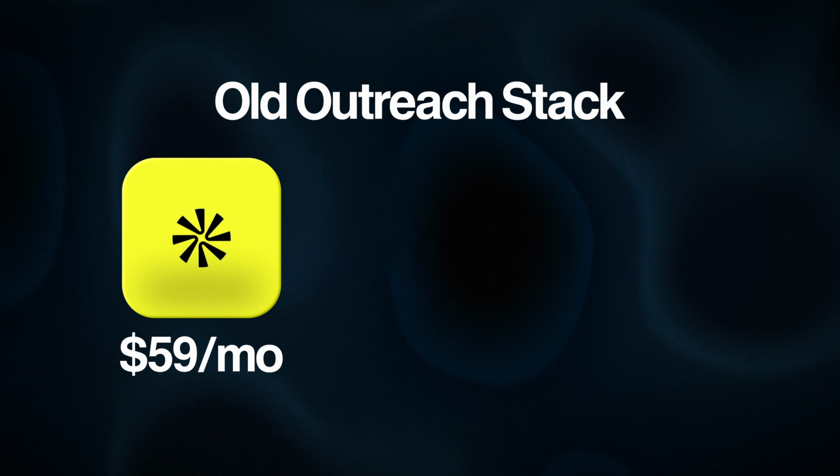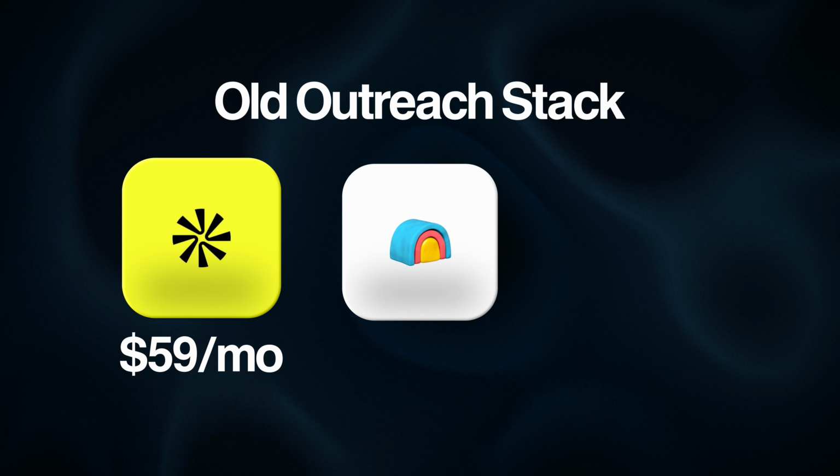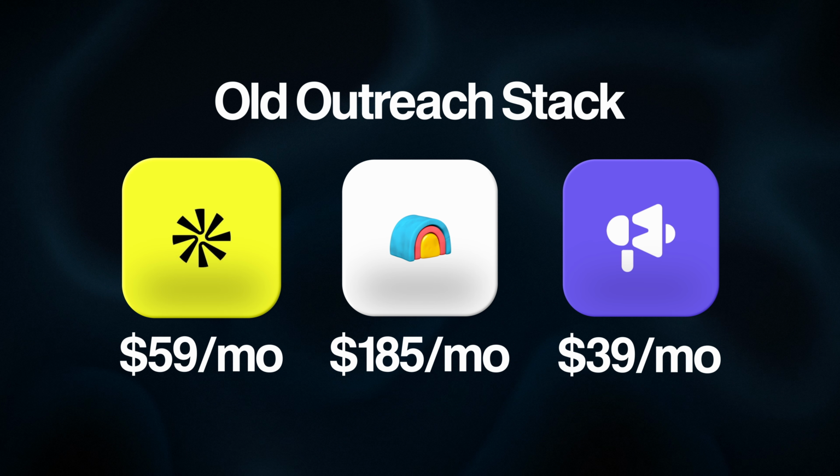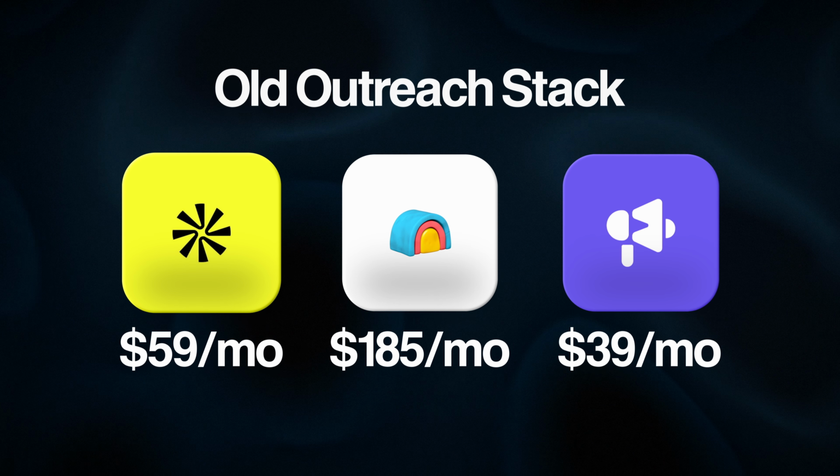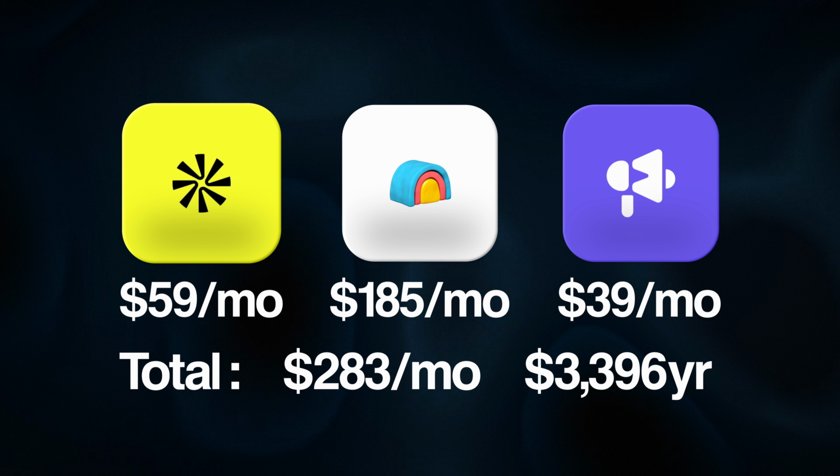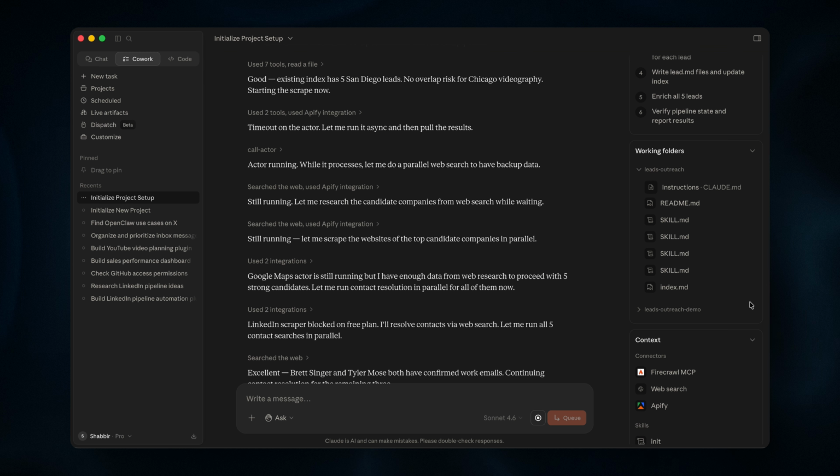All right, so your old stack was Apollo for $60, Clay for $180, and Smartlead or Instantly starting at about $40 per month. The total, almost $300 per month, or over $3,000 per year. We've replaced all of that with an existing Claude Pro subscription, which starts at $20, and if you're really heavy on the usage, it would be $100 or $200 per month. But remember, you're not only going to be using it for cold email, you're going to be using it for almost every other aspect of your business as well.